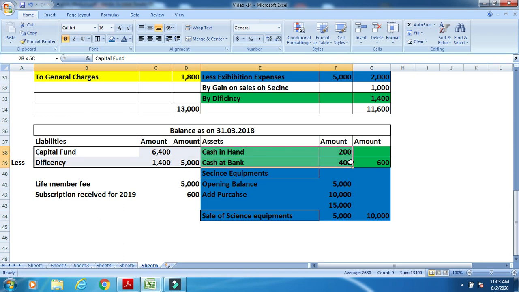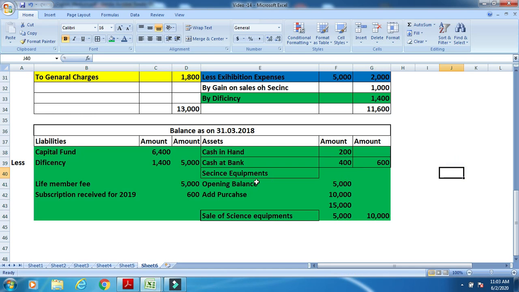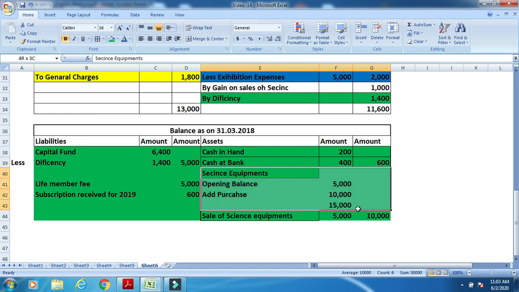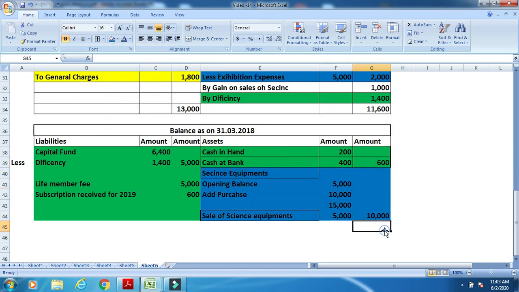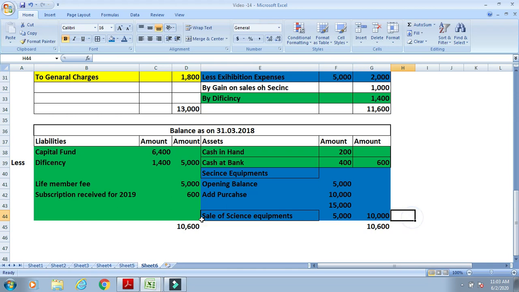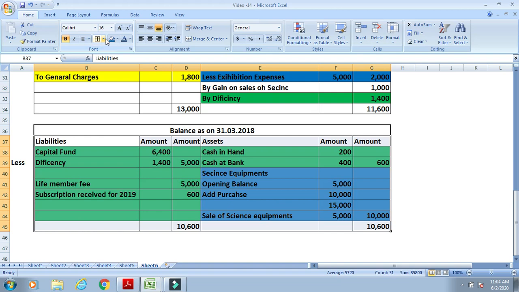So what is the total? Here we find out the balance amount. Total of assets and total of liabilities will be found. The total of assets is 10,000 plus 600, 10,600. The total of liabilities is 5,000 plus 5,000, 10,000, plus 600, 10,600. Here the balance: total of assets and total of liabilities tally. Thank you.